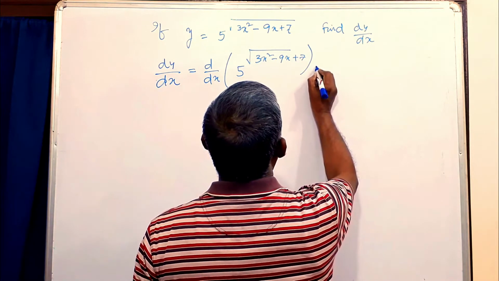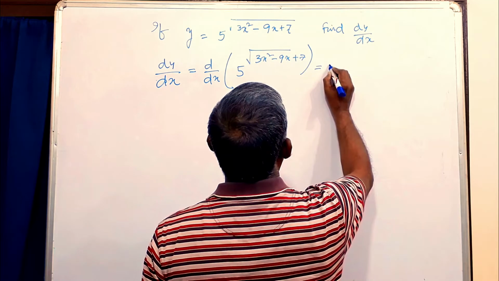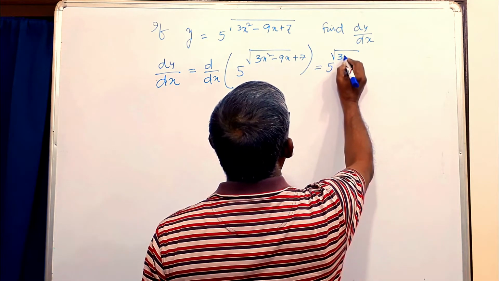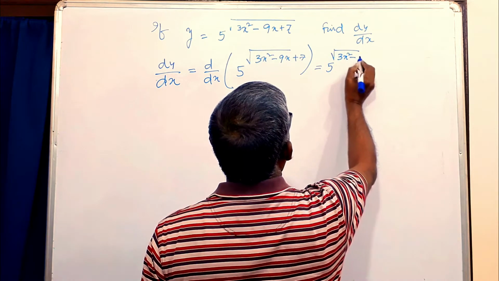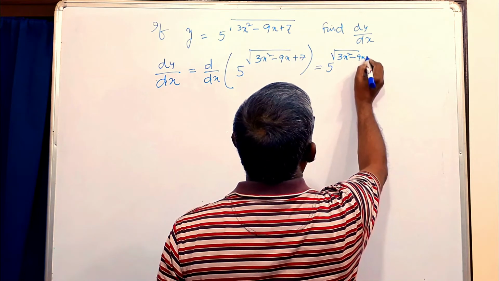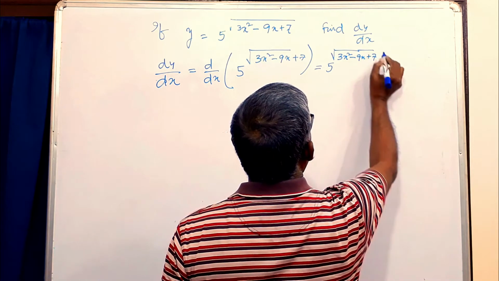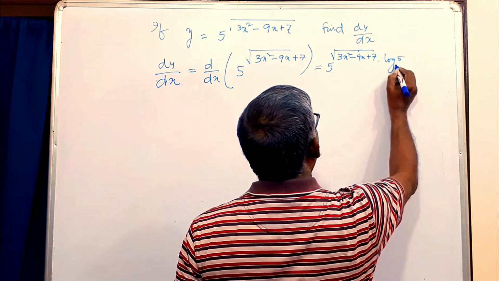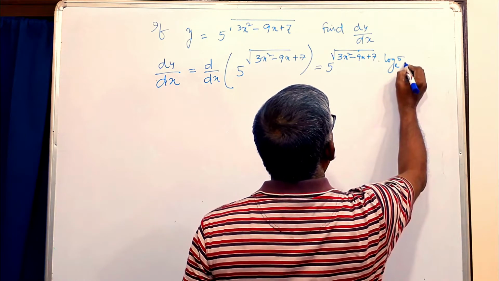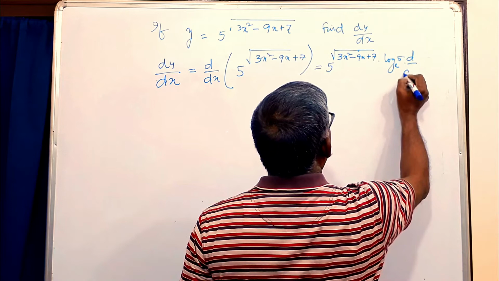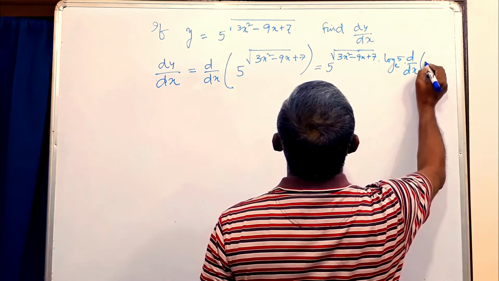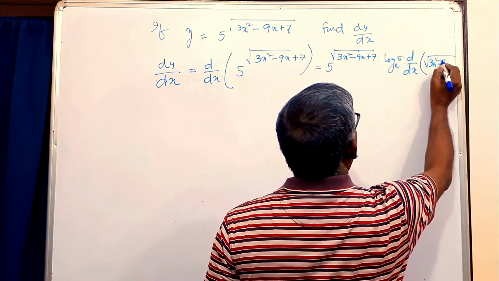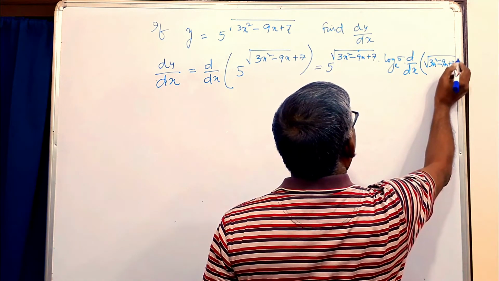This means 5 to the power root 3x square minus 9x plus 7 into log 5 base e into d/dx of root over 3x square minus 9x plus 7.